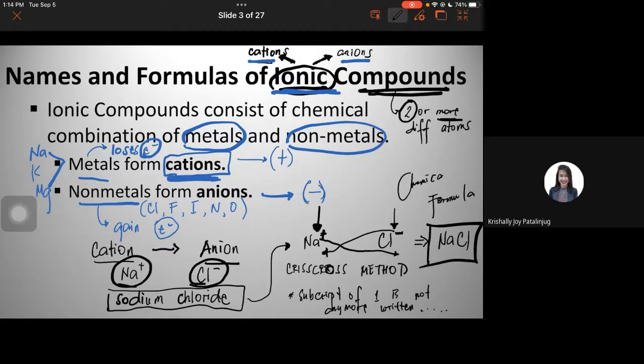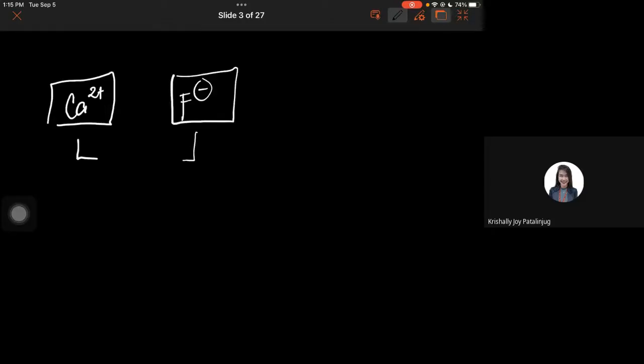Okay, let's have another example. Let's say the given is calcium and fluoride. Again, when you write the name of the compound that you can extract out of this ion combination, the name starts with the cation followed by the anion. So this will become calcium, and then followed by F negative, which is fluoride.